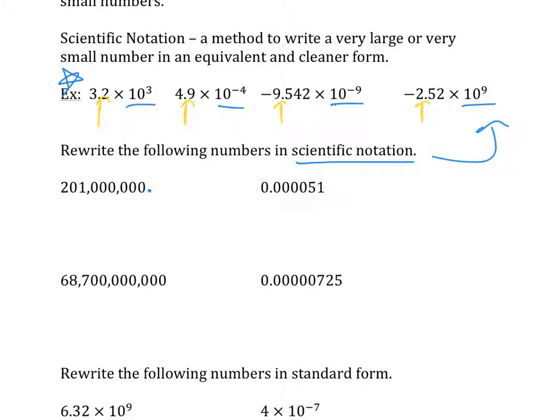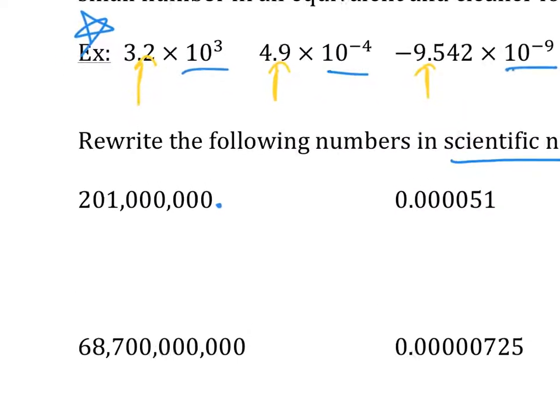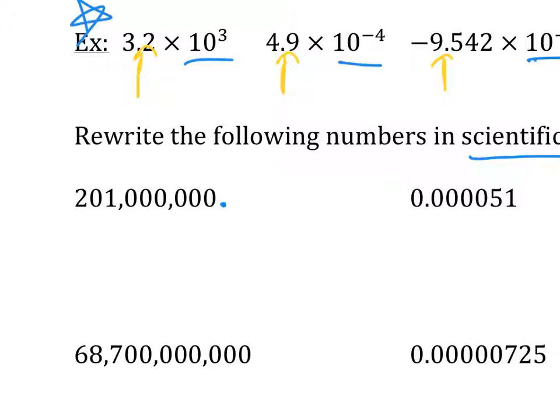Okay, now let's count and see how many places we have to move the decimal point in order to get it right after the ones place. So we have 1, 2, 3, 4, 5, 6, 7, 8. Okay, so our new decimal point should be right there. So in scientific notation, it'll start with 2.01. Now we know it needs to be times 10 to some power. Well, that power is going to be the number of places we had to move that decimal point. And I counted 8. So our number in scientific notation is going to be 2.01 times 10 to the 8th.